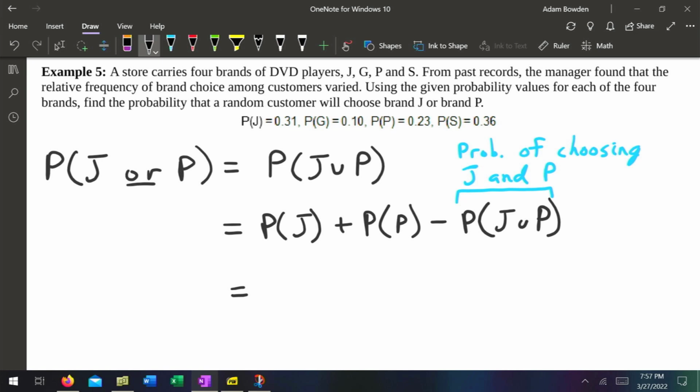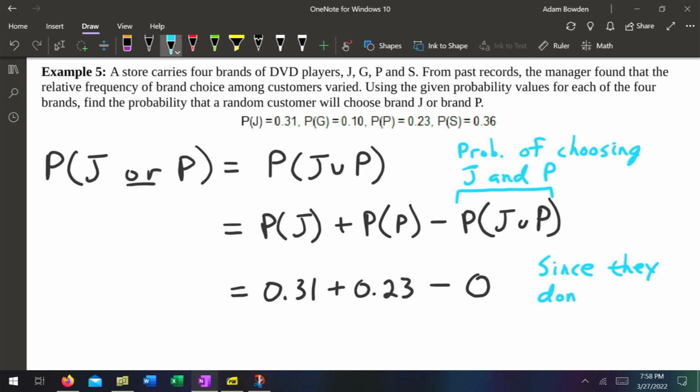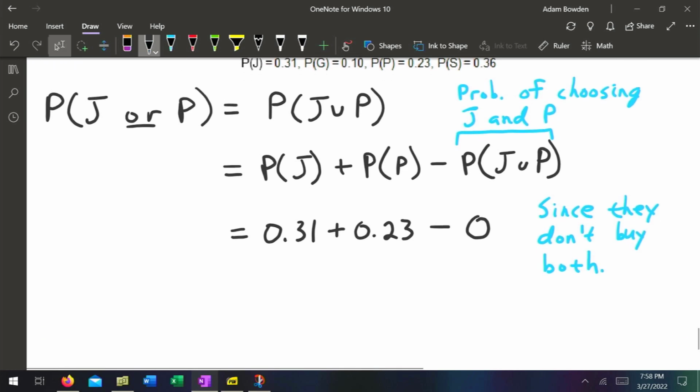So for brand J, the probability up there is 0.31. We'll add that with the probability of P, which is 0.23, minus 0. Again, since they don't occur at the same time, in other words, they're not buying both, all we have is just those 2 numbers added, and that gives us 0.54. That's the probability in this instance.